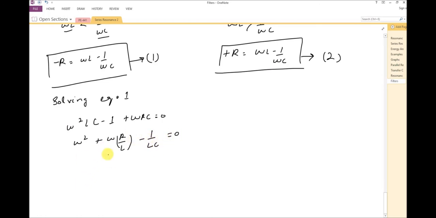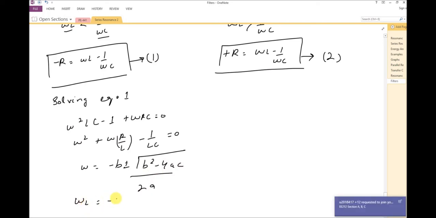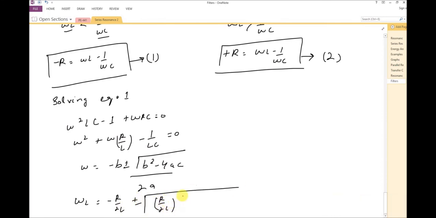So after solving this quadratic equation by using the quadratic formula, which is omega equals minus b plus minus under root b square minus 4ac over 2a, I got the value for omega low, that is equal to minus R over 2L plus under root (R over 2L) square plus 1 over LC. So this was your lower cutoff frequency, because this equation is actually for omega less than omega naught. That's why the frequency value that I got is the lower cutoff frequency.